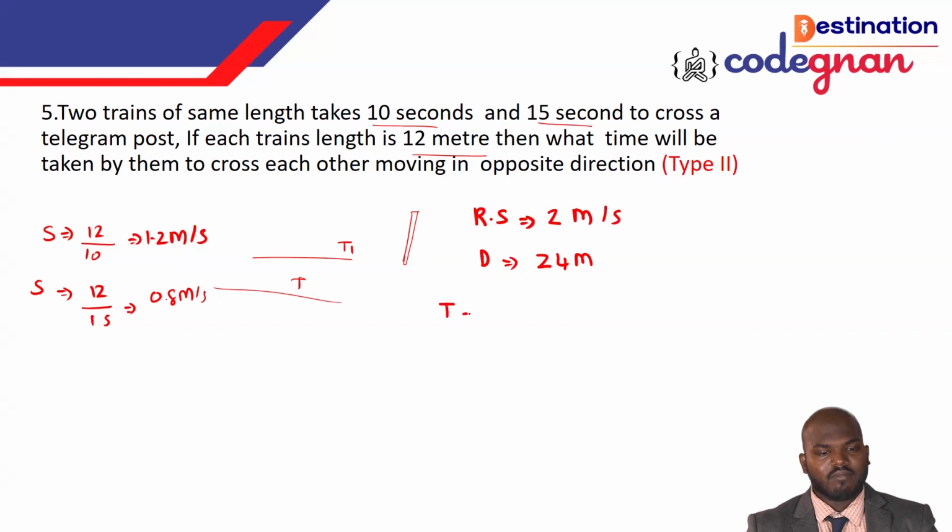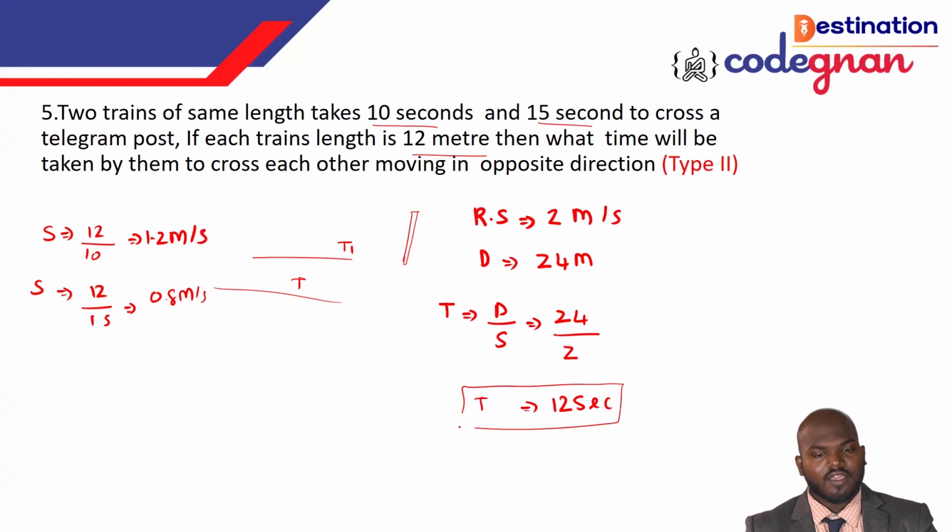They are asking for the time. So the time is equal to distance by speed. The distance is 24, and the speed is the relative speed, that is 2. If you solve this, it will give you 12 seconds as the answer to the question. Hope you guys understand how I deal with this one.